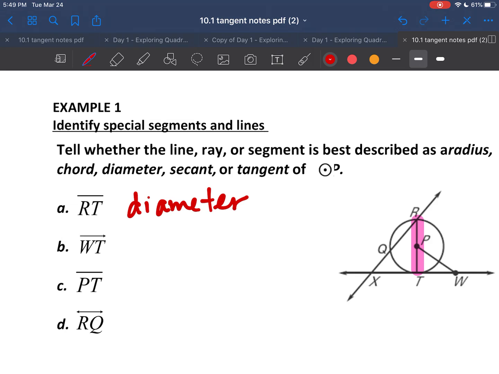All right, now notice it says ray WT. So let's do ray WT. That means it's from here and it's going this way. Now, this is not a line, but I want you to notice that it is only touching the circle at one point. Okay, and that one point is this point T right here. So this is best described as a tangent.